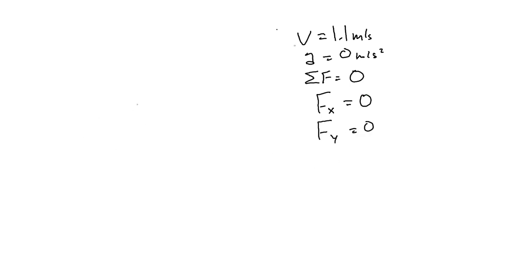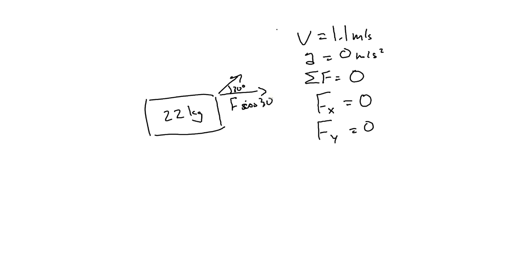So let's draw a little free body diagram. We have a 22 kilogram suitcase, we can just say a 22 kilogram mass that's being pulled by a force at a 30-degree angle. We can split this force into two components. We have our force cosine 30, and we have another upward force of F sine 30. So let's split these up.